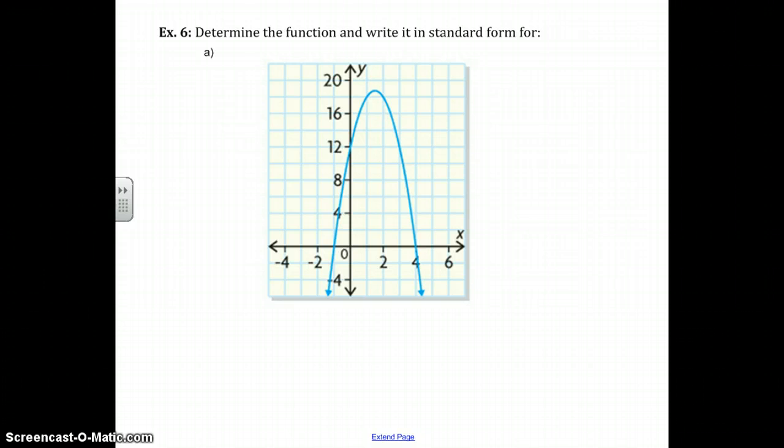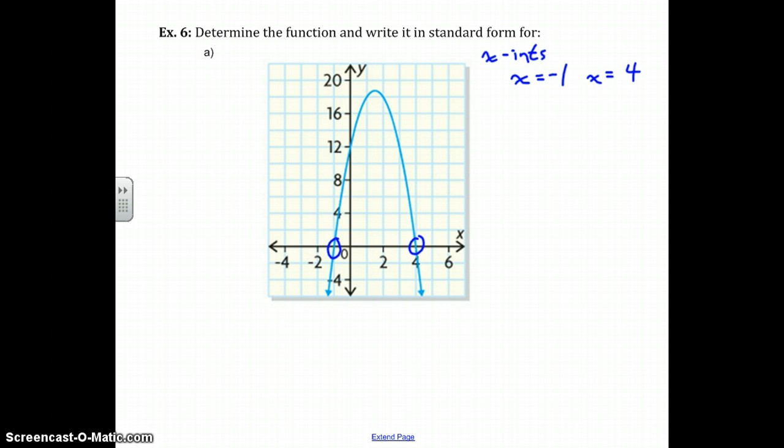Okay, in this section we were looking at factored form of a quadratic. For this one we have the graph and we want to determine the function and then write it in standard form. Thinking about factored form, factored form is all about x-intercepts. Looking at this graph, we have an x-intercept there, x-intercept there. So our x-intercepts that we have are x equals -1 and x equals 4.